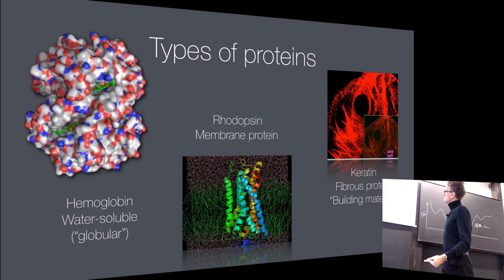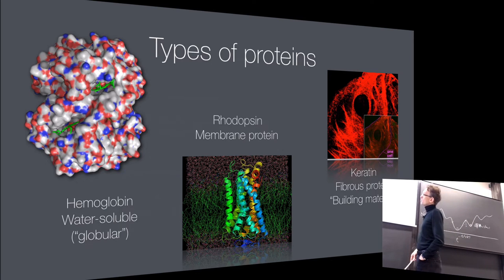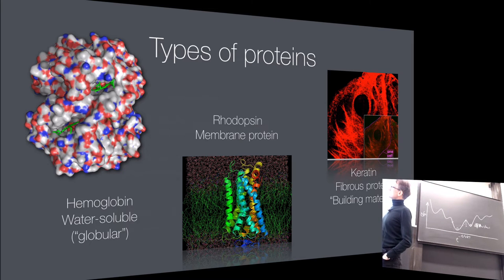There is a fairly boring class that's by far the most common in your bodies: these large building material structures, keratin, fibrous proteins, skin, nail, etc. And then there are all the water-soluble proteins that we call globular, which roughly has to do with the shape. Most of them are circular, and that partly has to do with these droplets of oil and the hydrophobic effect. And then there's this really cool class of proteins that exist inside the cell membranes.